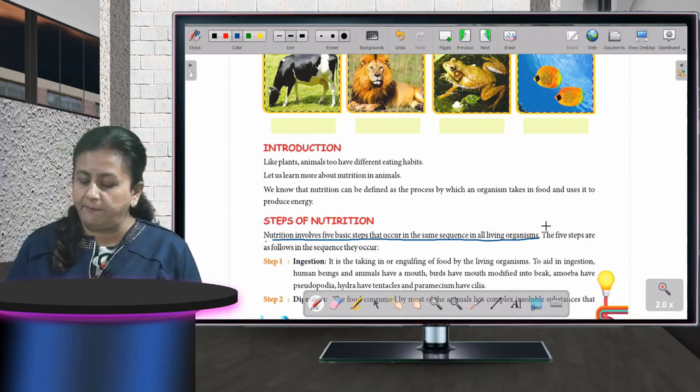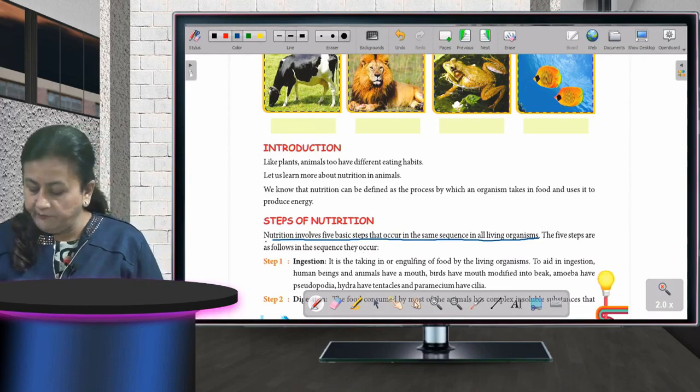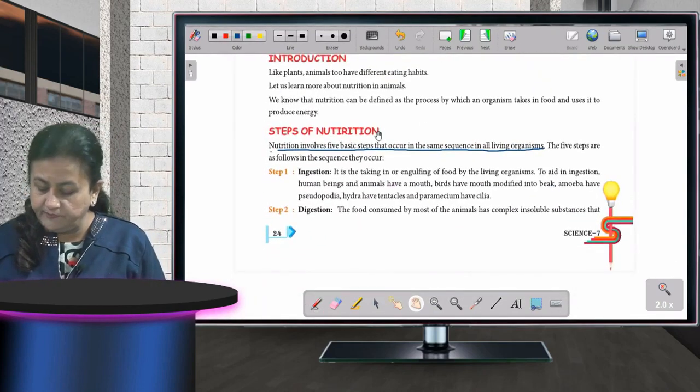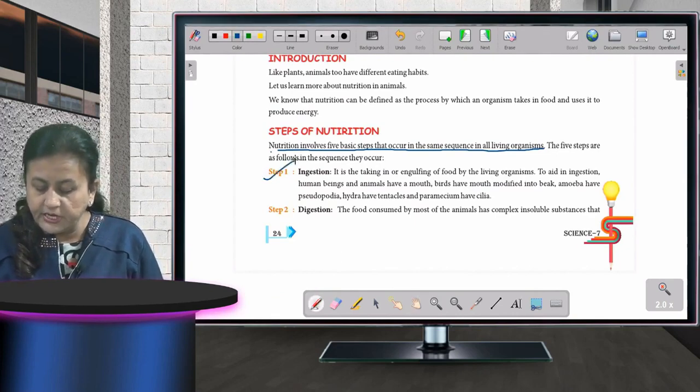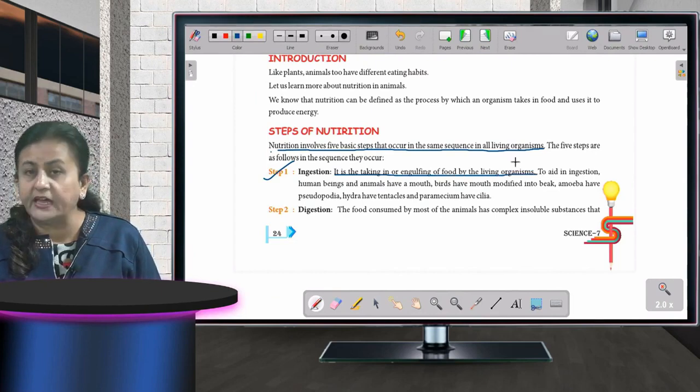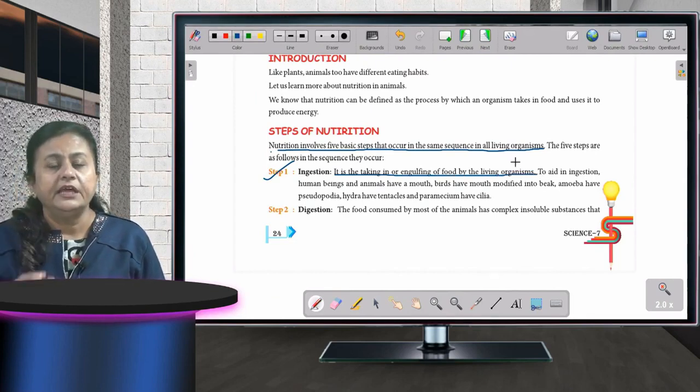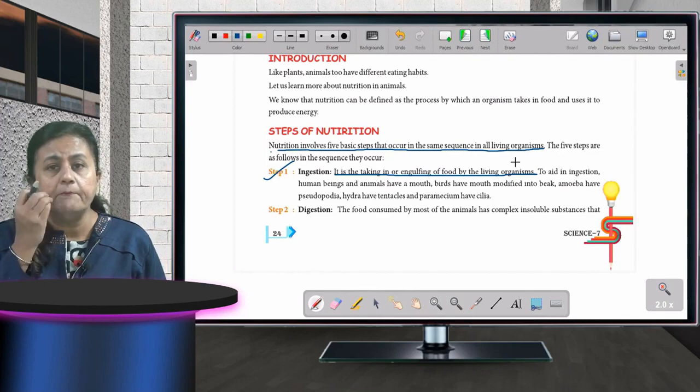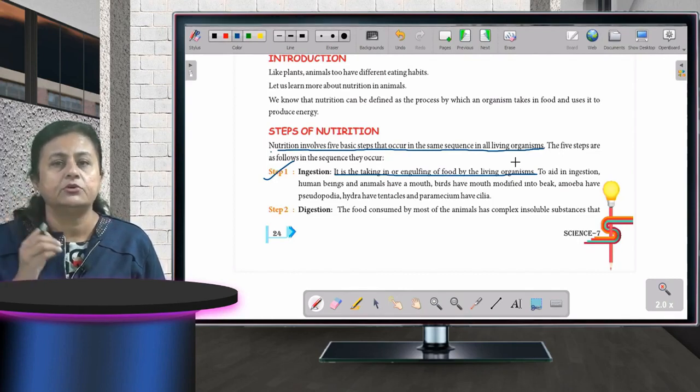The first step is ingestion. You can see on your screens also. It is the taking or engulfing of food by the living organism. The way we are eating, we are putting our food in our mouth. That is called ingestion.